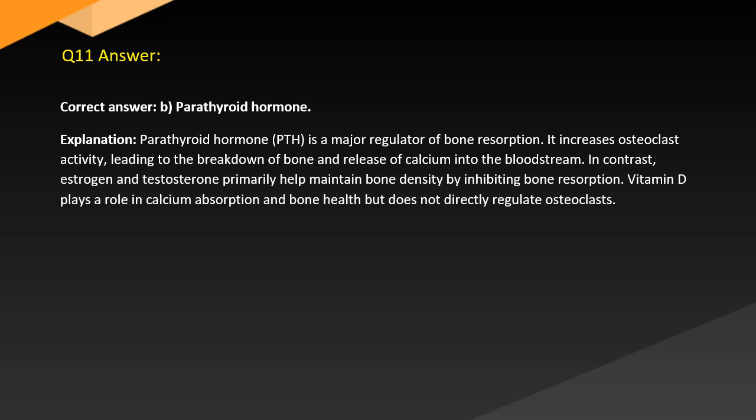Explanation. Parathyroid hormone, PTH, is a major regulator of bone resorption. It increases osteoclast activity, leading to the breakdown of bone and release of calcium into the bloodstream. In contrast, estrogen and testosterone primarily help maintain bone density by inhibiting bone resorption. Vitamin D plays a role in calcium absorption and bone health, but does not directly regulate osteoclasts.